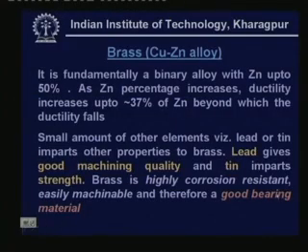So, we just talked about this component, that is brass, a copper and zinc alloy. Now, again what we can see is that a small amount of other elements, that is lead or tin, imparts other properties to brass. What are those? Lead gives good machining quality. As you know, lead is a very good malleable material, and tin imparts strength. Brass is highly corrosion resistant, easily machinable, and therefore a good bearing material.